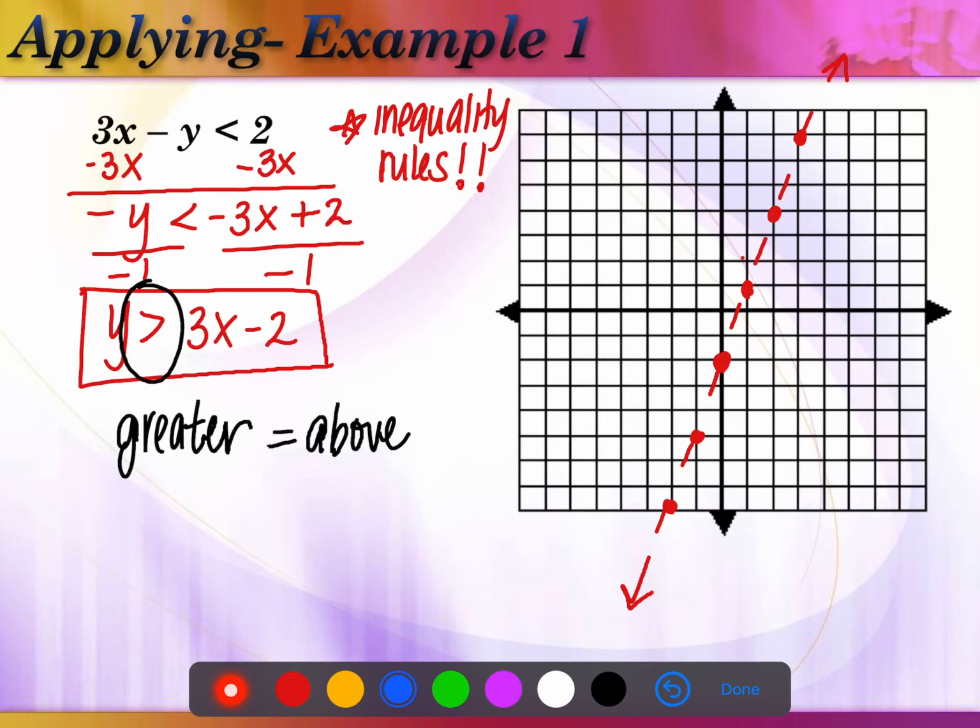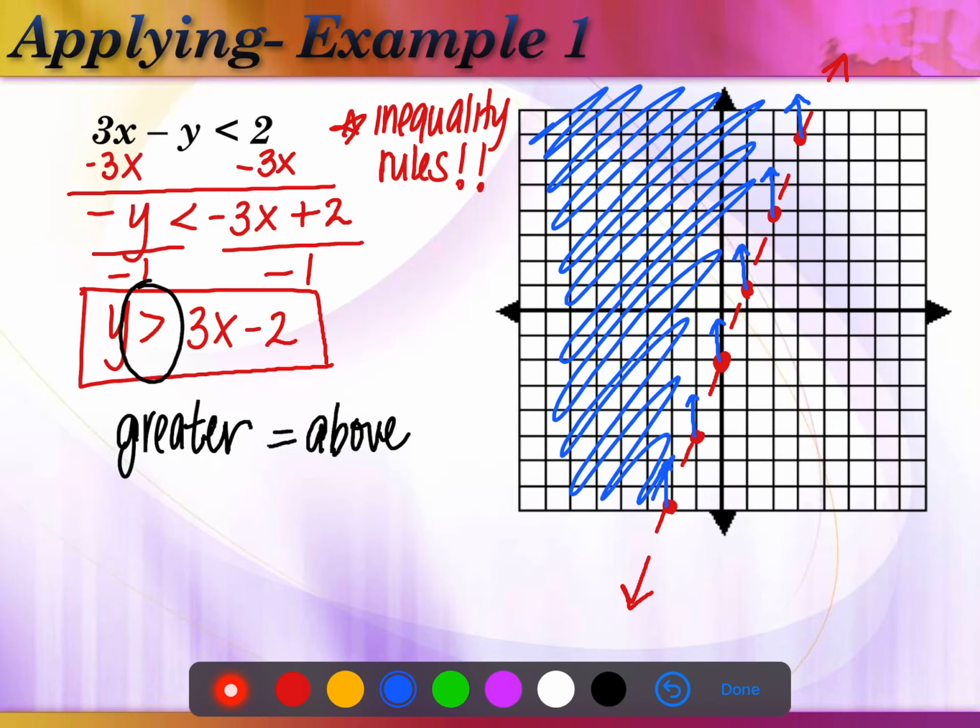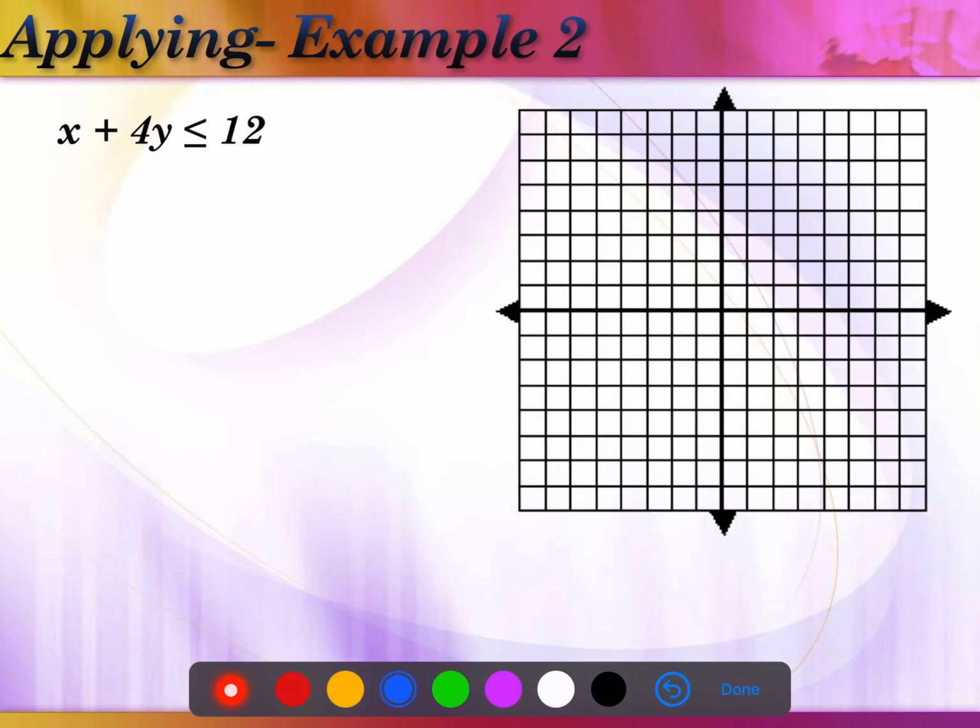I'm going to show you a little trick. On your line, put your pencil on one of the points and draw an arrow that points above the line, and that's going to show you where to shade. If you draw these little arrows that point above, now I know that I should shade my region over here. You've just graphed your first inequality in two variables. All right, let's try it again.